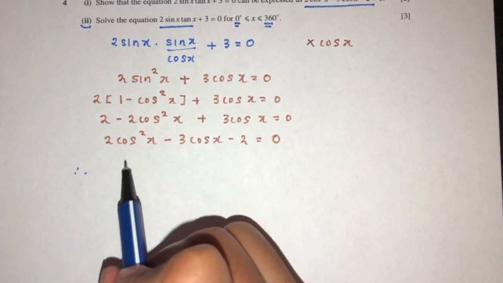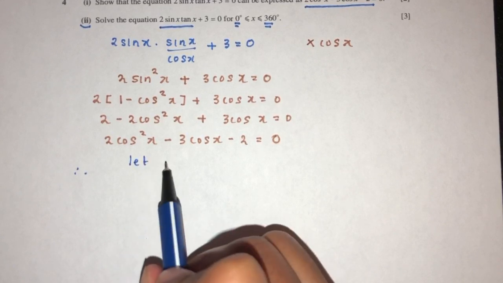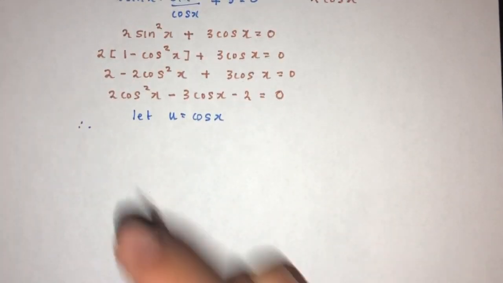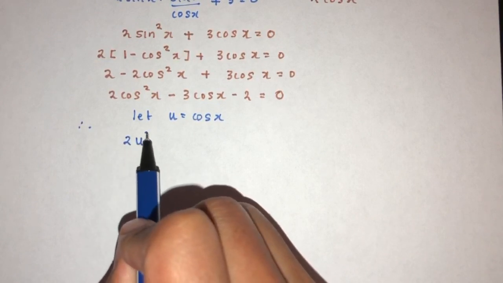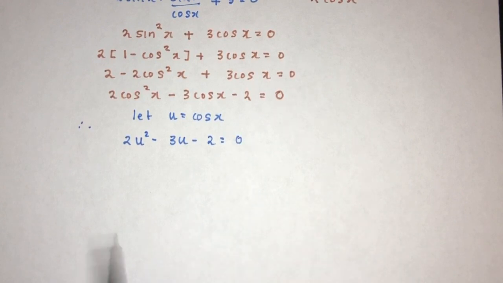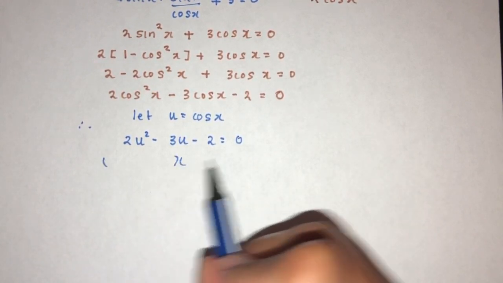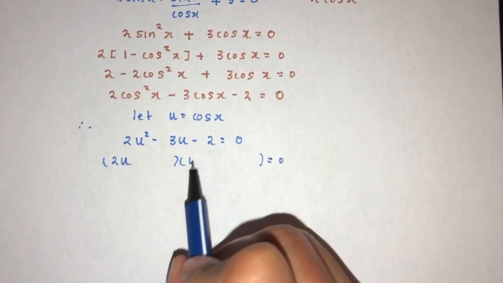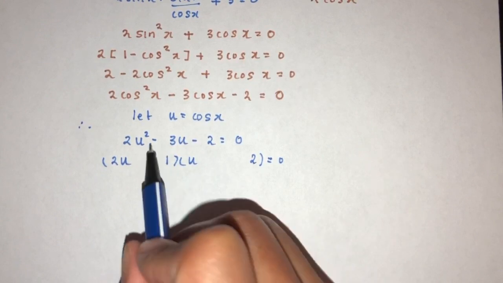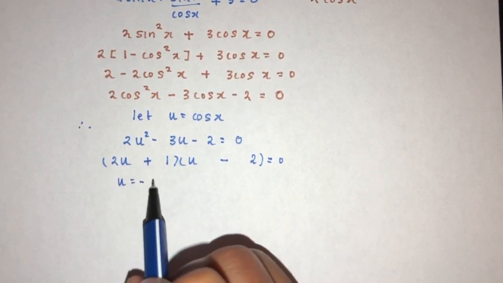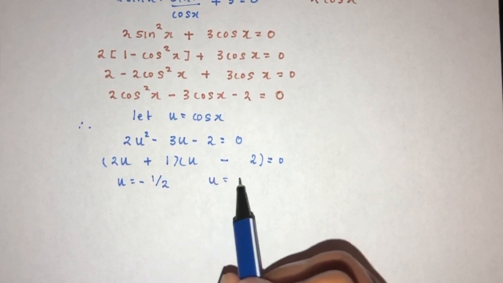We know this is just solving this one. Let me do something here to make it easier for you. Let u equal cos x. What will happen? You will have 2u squared minus 3u minus 2 equal to 0. This is a simple quadratic equation. We can use factorization, or you can use your formula to solve the equation. That will be 2u times u, 2 times 1, minus 3 is minus 4 plus 1. u will be minus half, and u will be 2.